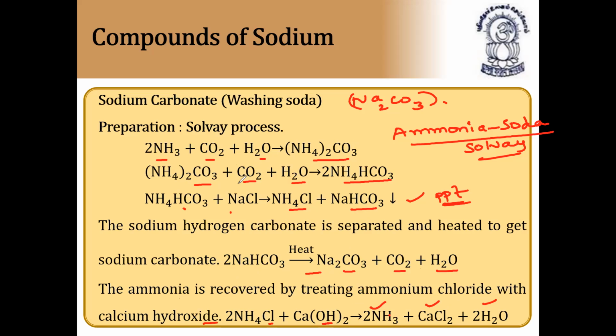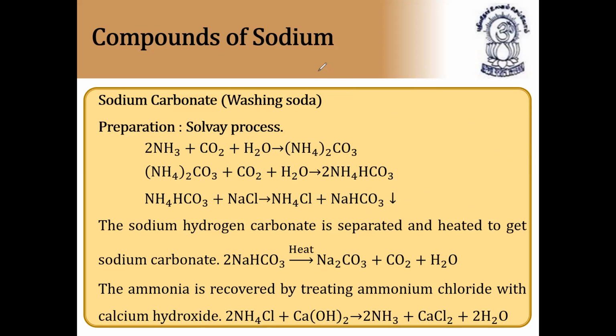It combines with carbon dioxide and water to form ammonium carbonate. This ammonium carbonate with carbon dioxide and water forms ammonium bicarbonate. Ammonium bicarbonate on reaction with sodium chloride forms ammonium chloride along with sodium bicarbonate. So this is called a continuous process, the preparation of sodium carbonate, also called washing soda, its common name. Why do we call it soda? Because it forms baking soda in the intermediate steps. Sodium bicarbonate is also called baking soda. That's why it is called the ammonia soda Solvay process. This diagram is not required.